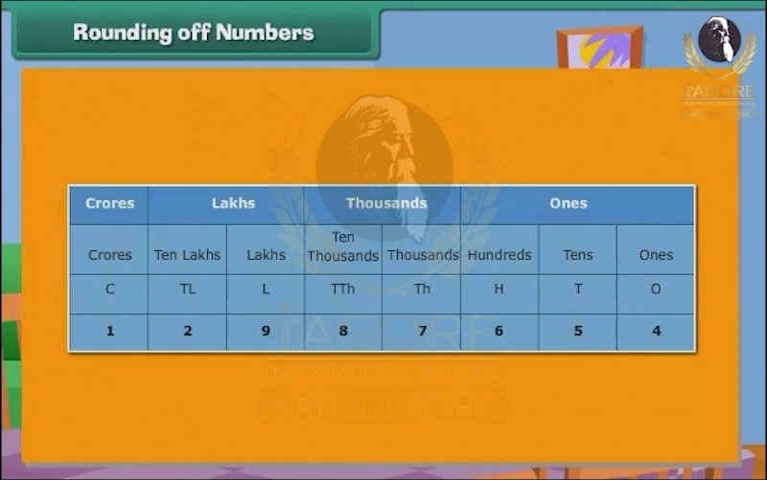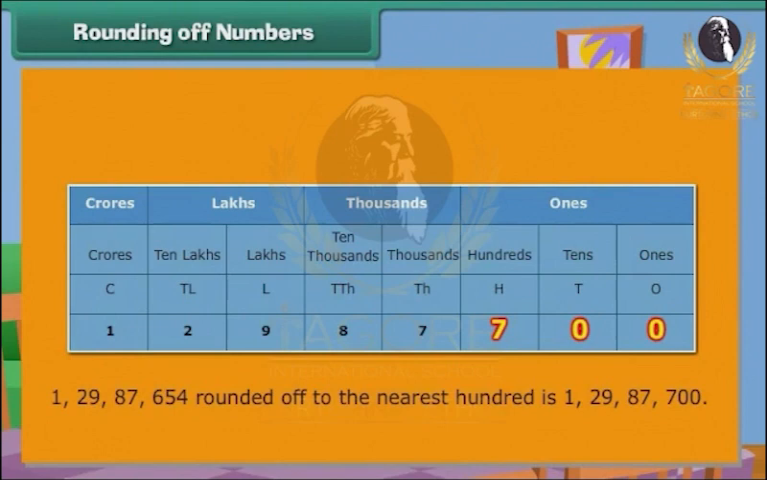We now round off 12987654 to the nearest 100. Let us take a look at the digit at the tens place. It is 5. We replace it and the digit following it with 0. We increase the digit at hundreds place by 1. 12987654 rounded off to the nearest 100 is 12987700.